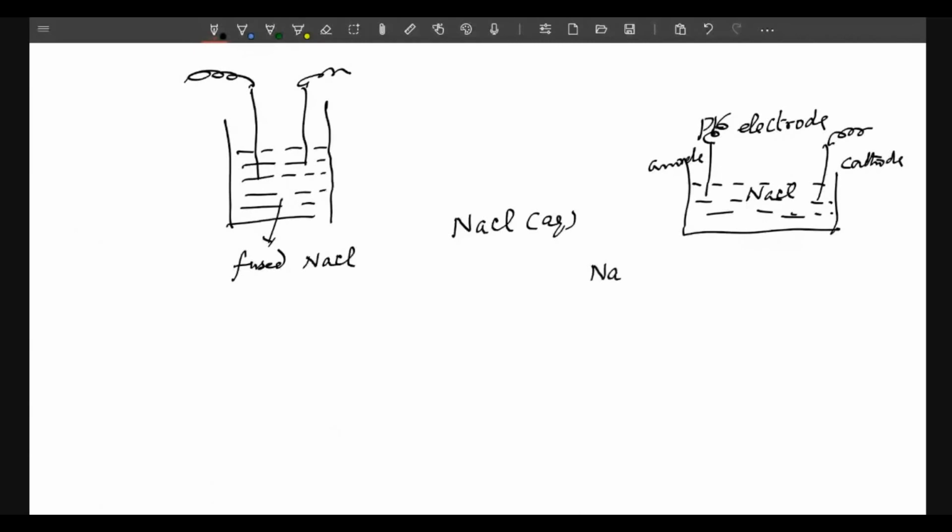Sodium chloride undergoes ionization to Na plus and Cl minus. And the water present is also undergoing dissociation into H plus and OH minus. Though the concentration is small, H plus and OH minus are there. Therefore, how many kinds of cations would be around the cathode and how many kinds of anions are present around the anode? Tell me, anybody.